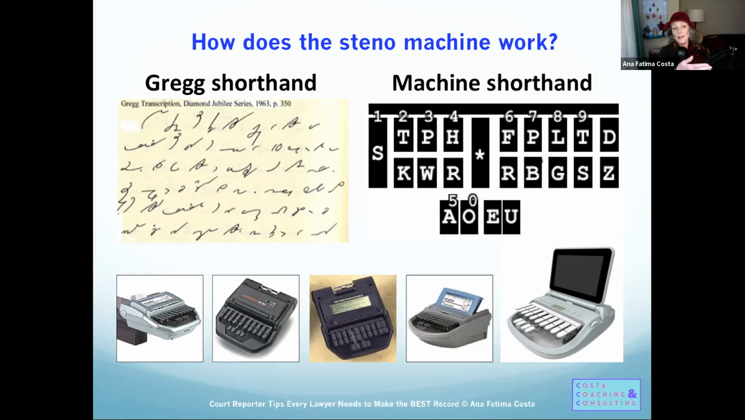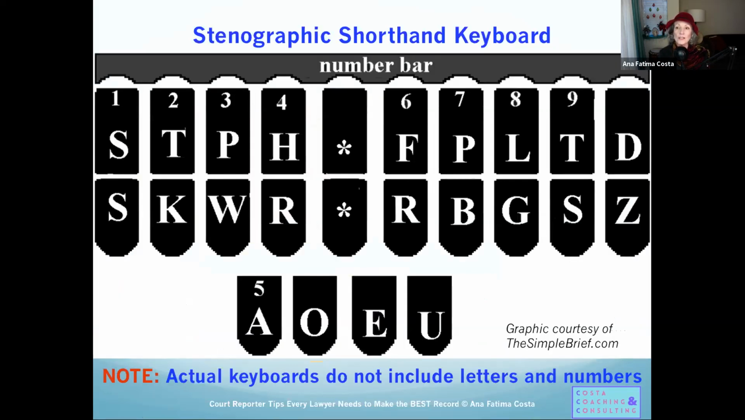You can see the growth in technology over the years to where we are, on the right-hand side, one of the most current court reporting machines. It's important for you to know that although you see the letters and numbers at the machine shorthand part, they don't actually show on the keyboard of a shorthand machine. Here is what it looks like.